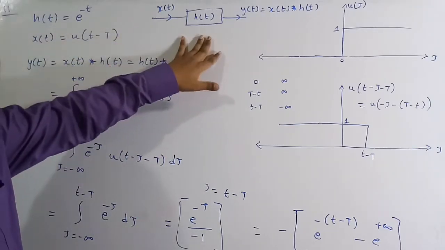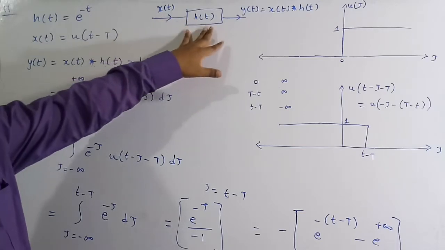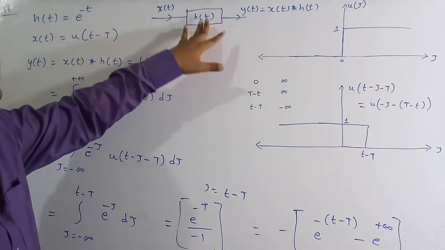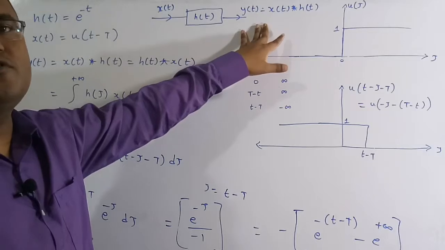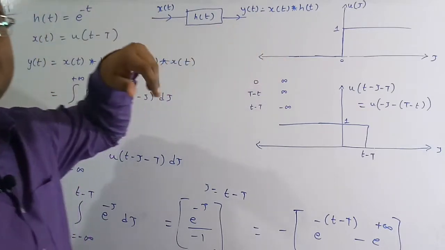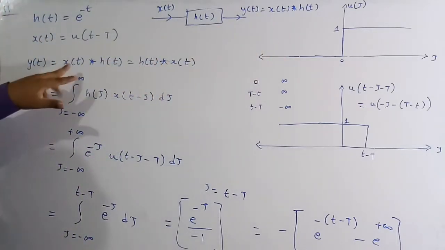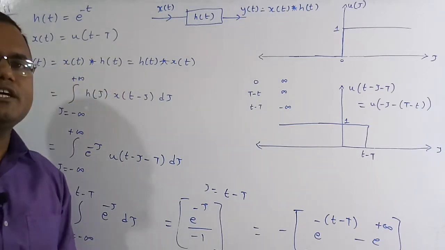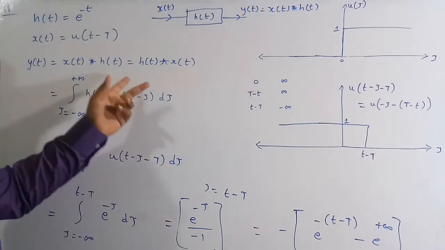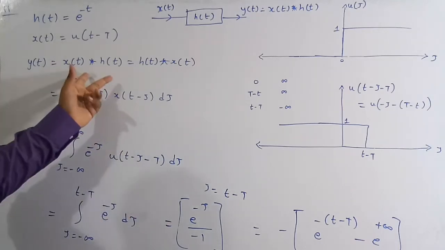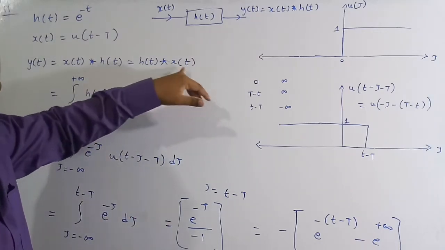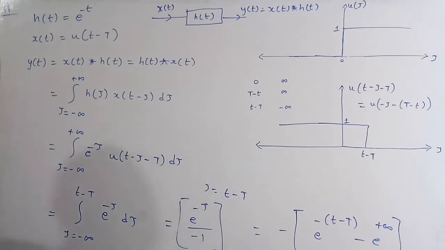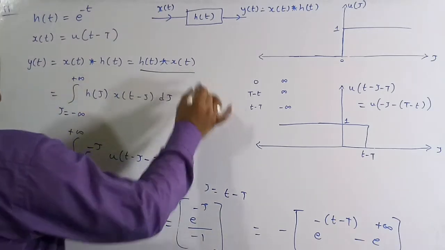For any LTI system, if the input is x of t and the impulse response of the system is h of t, then the output will be the convolution of the input and the impulse response. Therefore y of t is equal to x of t convolved with h of t. Because convolution satisfies the commutative property, we can interchange these two, so h of t convolved with x of t. Now I am going to use this one, h of t convolved with x of t.